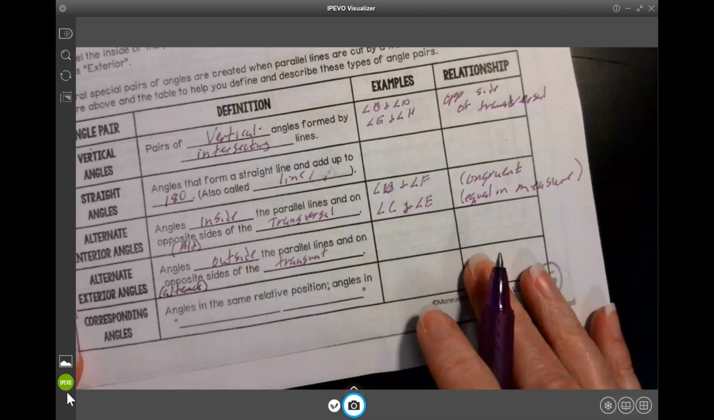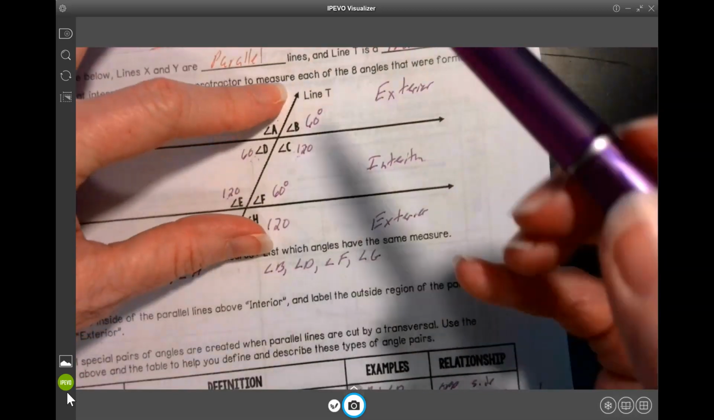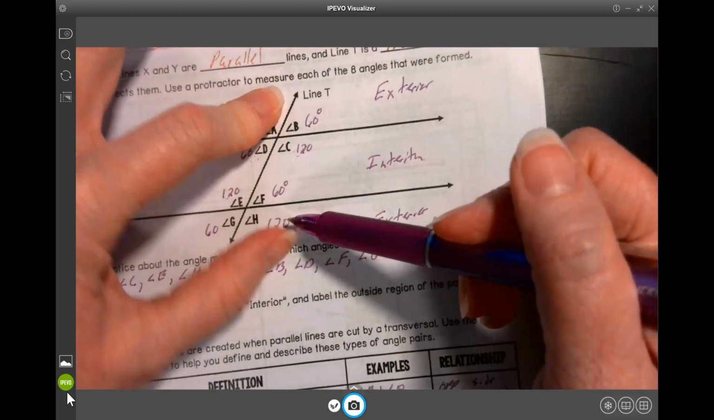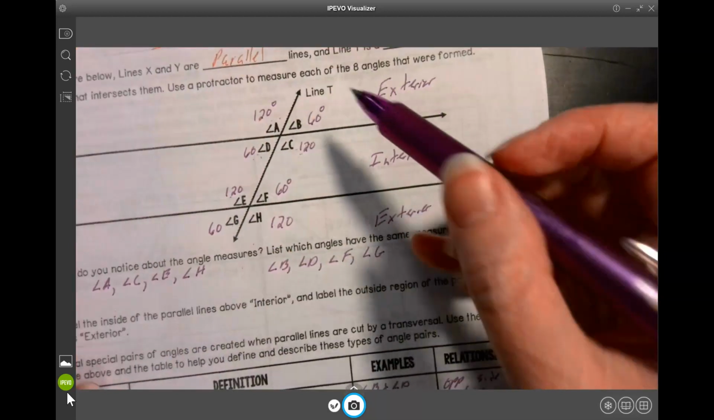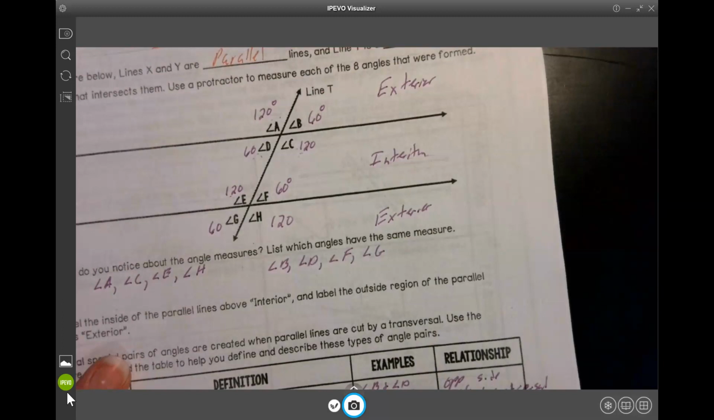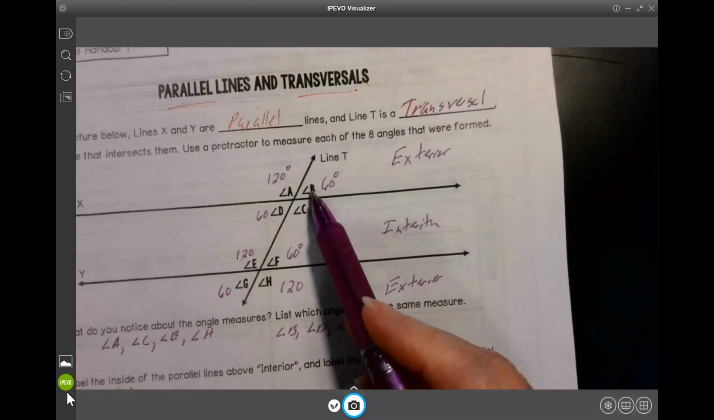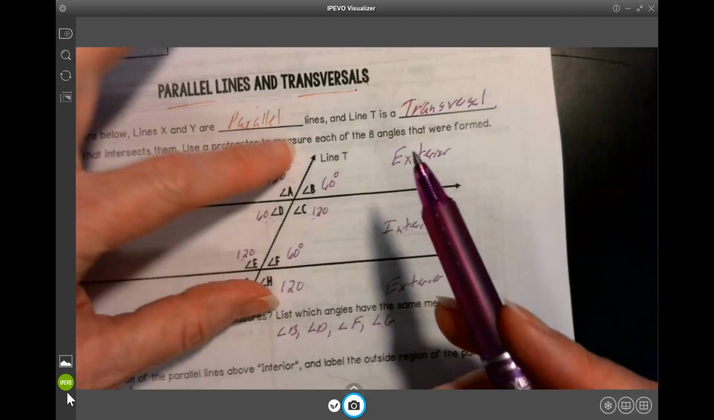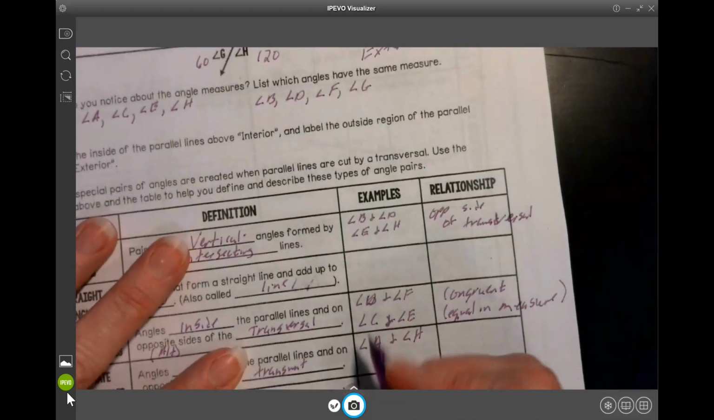So let's look up at our angles and see what those are. Alternate exteriors have to be out here and on opposite sides of the transversal. So A and H are alternate exterior angles. Angle B and angle G. They're outside of the parallel lines and on opposite sides of the transversal. So angle B and angle G.